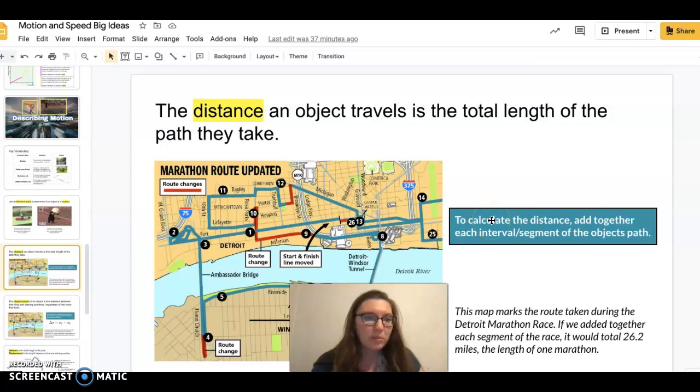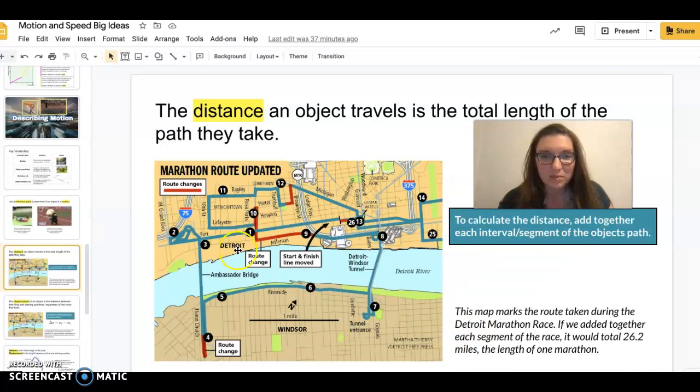Okay, so back to distance and displacement. The distance an object travels is the total length of the path they take. You can think about that as the actual number of steps, or the total path length, just how far they are traveling distance wise. So this distance here is 26 miles. But you'll notice, as the crow flies, 1 and 26 are actually not 26 miles apart. But the distance, the path length, the number of steps that they're taking is 26 miles.